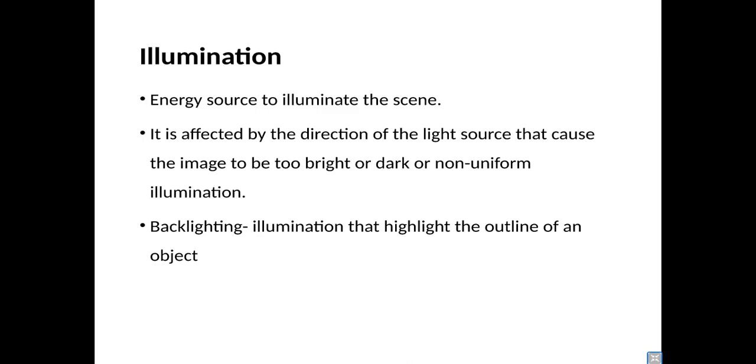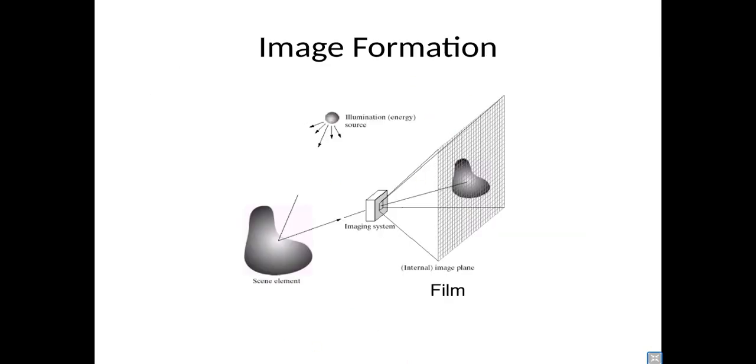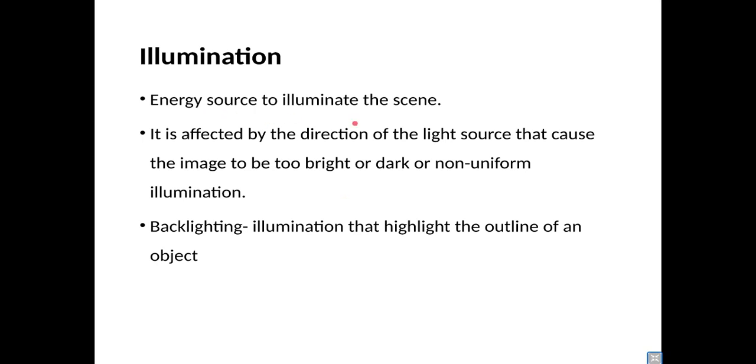Okay, illumination. So this one explained from this image, illumination. Energy source to illuminate the scene. And this is affected by the direction of the light source that causes the image to be too bright or dark or non-uniform illumination. And backlighting is also important, illumination that highlights the outline of an object. So in a room, indoor should be no problem, but if you go to the beach, you can see the effect of backlight and everything.